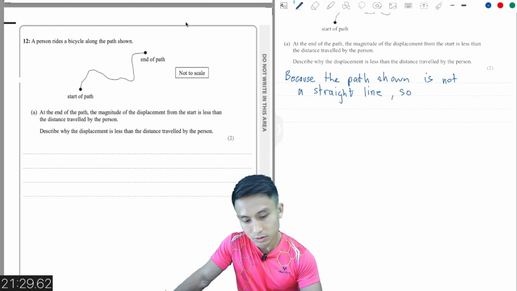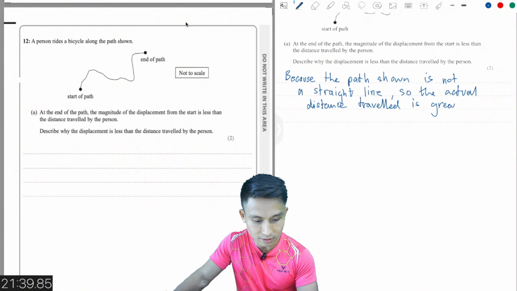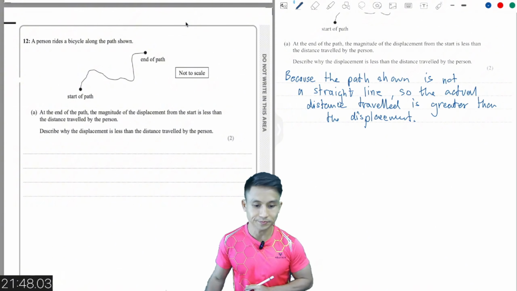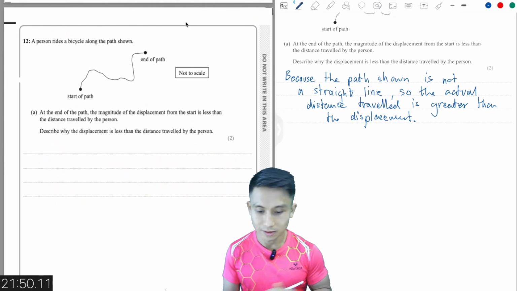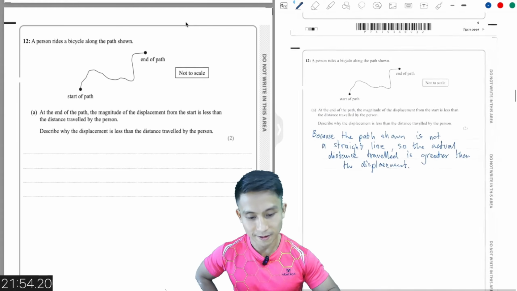So the actual distance traveled is greater than the displacement. That would be how I go with that. I mean, because it's curved, you would need extra distance to travel.